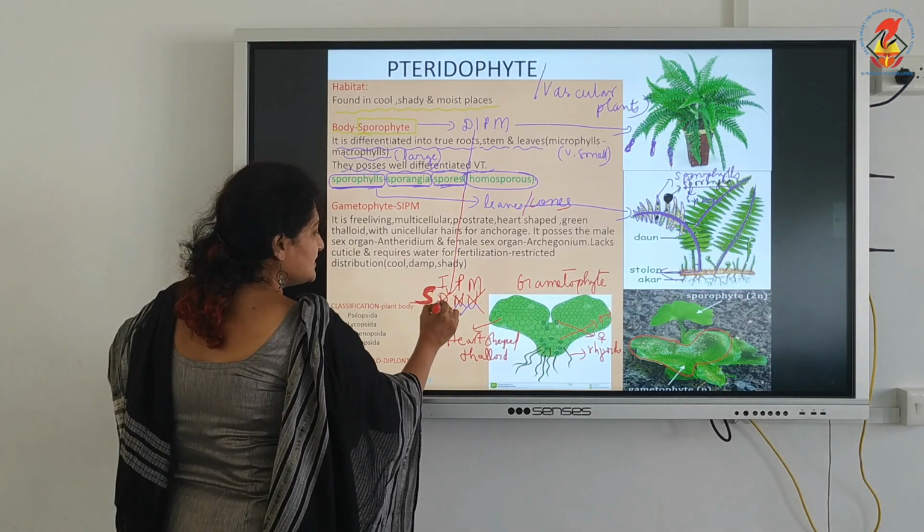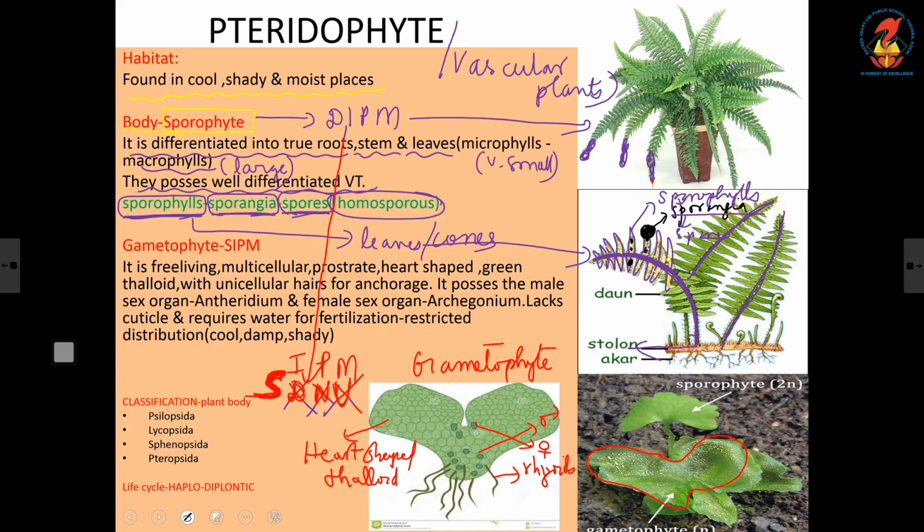It should be SDNU, but what is it? It is S only, short lived, but it is independent. It is in no way depending on the sporophyte for water or for nutrients or for photosynthesis. In no way it is depending, it is independent, which means it is photosynthetic. So green color, it is photosynthetic and it is multicellular.